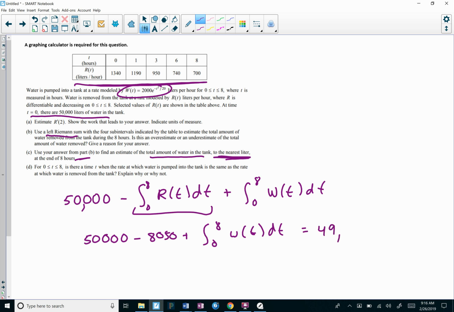We get 49,786 liters. And that was worth 2 points.